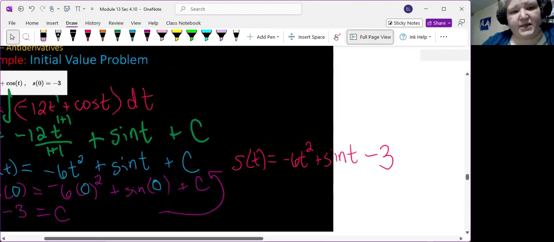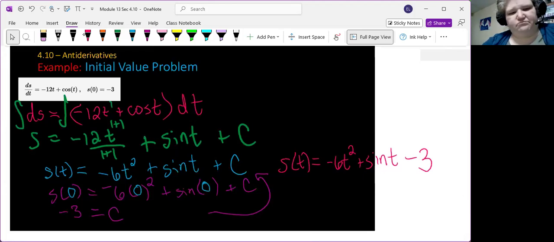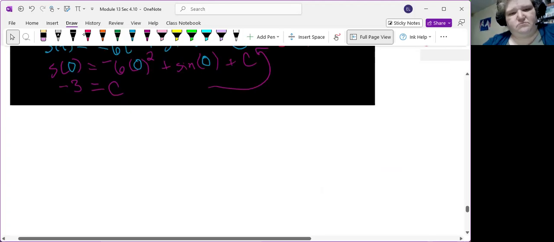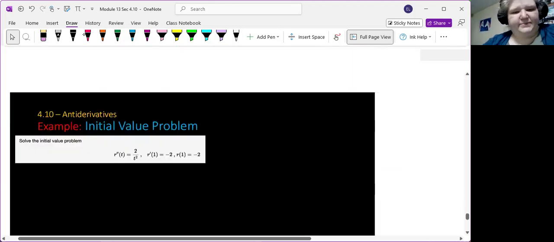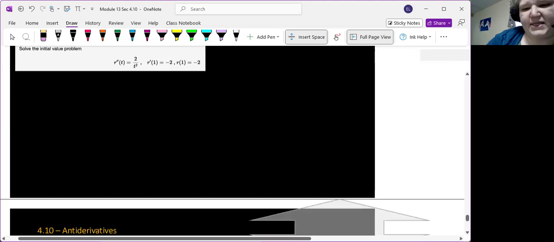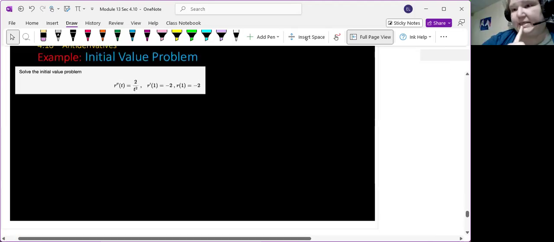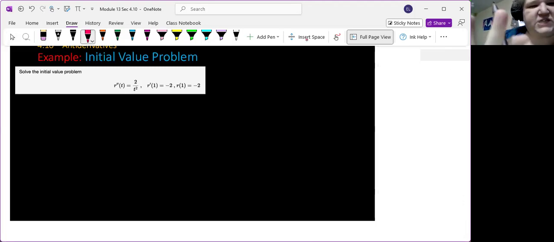So there is our initial value problem done. We did our antiderivative the same way, then we used the extra piece of information to figure out c. Right. And now we've got our weird one, and this is actually going to address, well, what the heck is the antiderivative of something with a negative one power? We'll see. Okay. So first things first, though, this is our double prime of t.